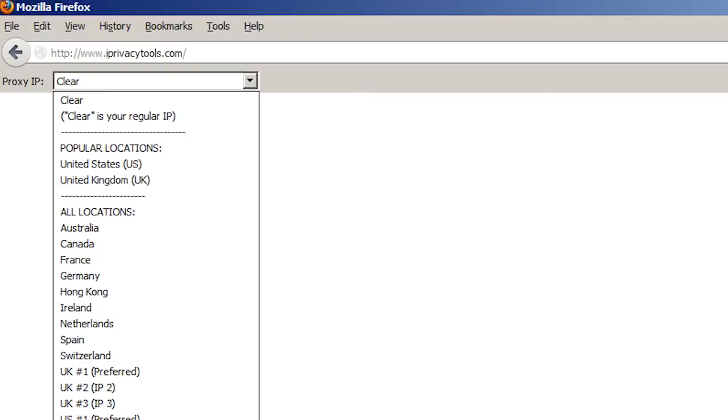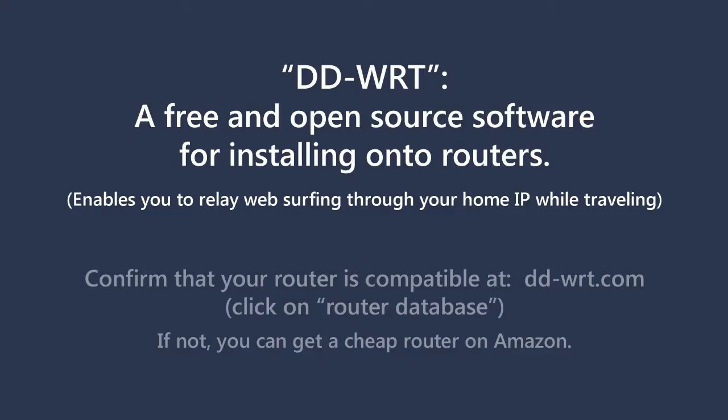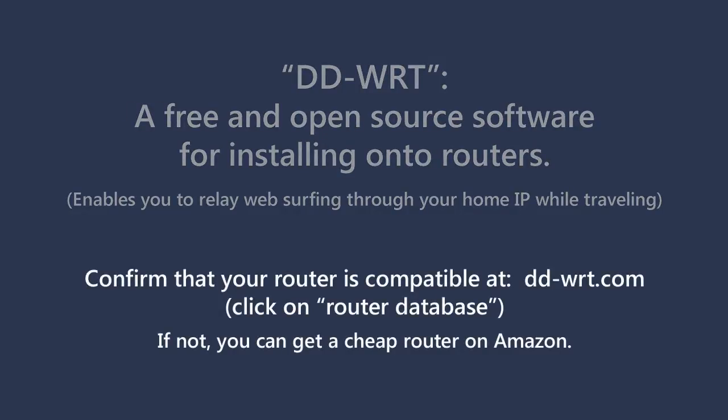Now, for the free solution, for this you'll need to have a router with DD-WRT installed, or that you can install DD-WRT on. DD-WRT is a free open source software for routers, and it doesn't require a fancy router. My router was only $20 on Amazon, and I was able to install DD-WRT on it. And many routers come with it already installed. You'll need to check on your specific router.